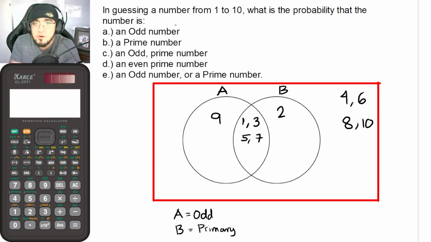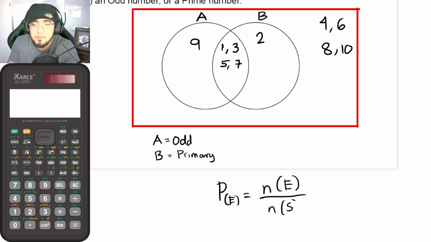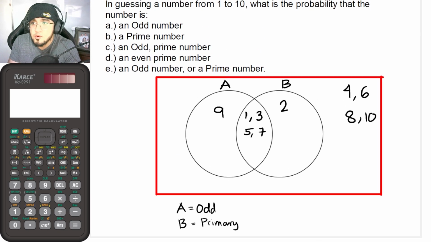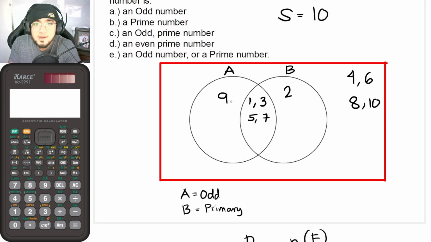Okay? So, again, from our previous topic, the probability of a certain event is equal to the number of events divided by the number of the sample space. And the sample space: how many numbers are here? We have 10 numbers. Okay, so what about the events? For the odd numbers, we will now count all of the numbers that are in set A. So we have 1, 2, 3, 4, and then 5. So that is now your odd numbers.